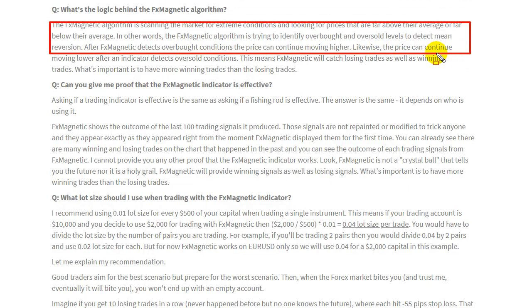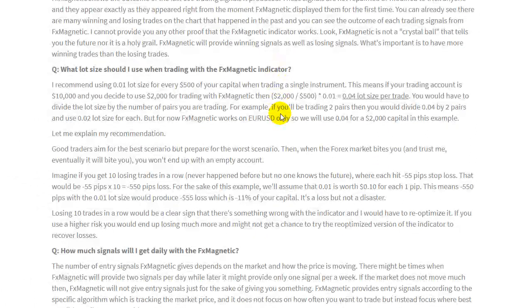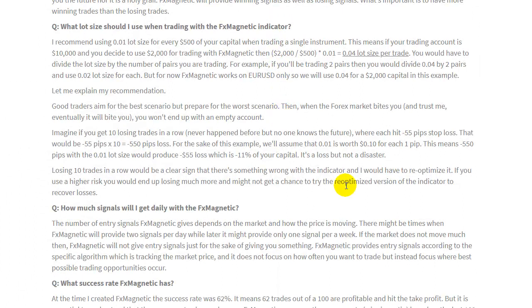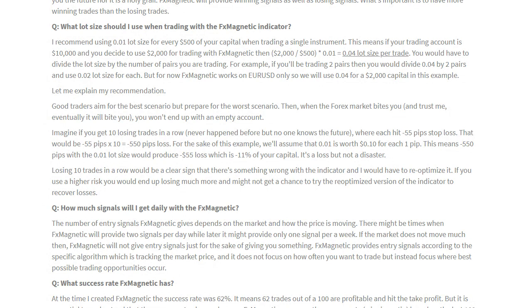And what I like about this is it's truthful. After it detects overbought, the price can continue to move higher, and it certainly can. Markets can stay overbought longer than you can stay solvent, is a nice way to look at it. So it's going to catch losing trades, no bones about it. And this is where I was like, okay, that makes sense. We're going to have losing trades regardless of what we use. So I want to show you something that I thought was pretty cool about this whole thing.